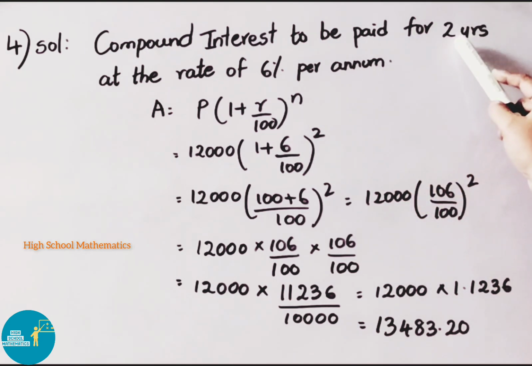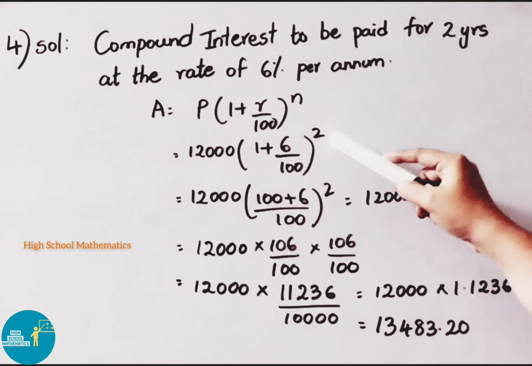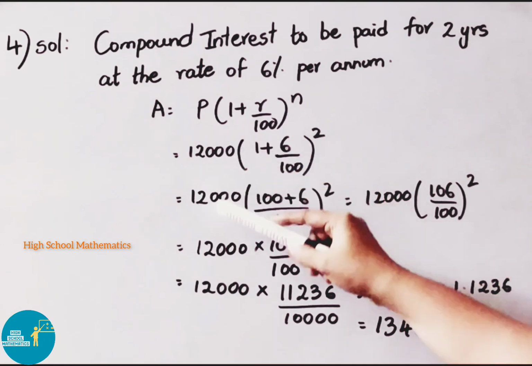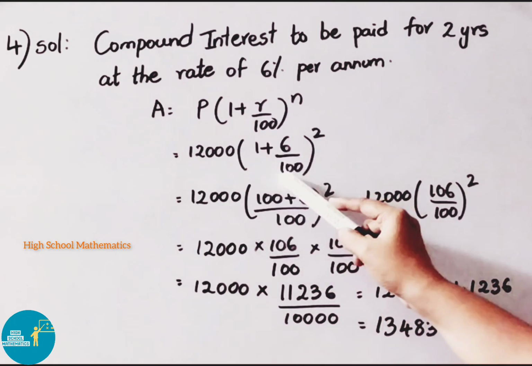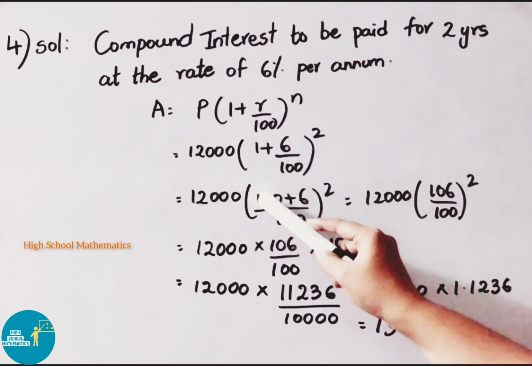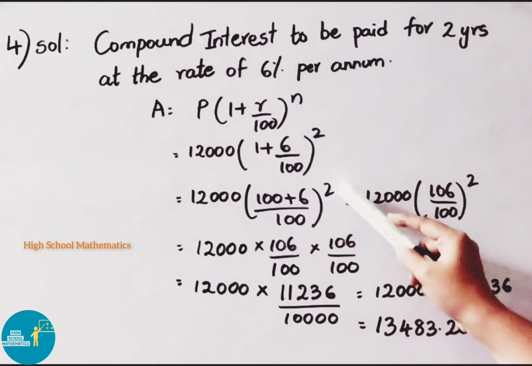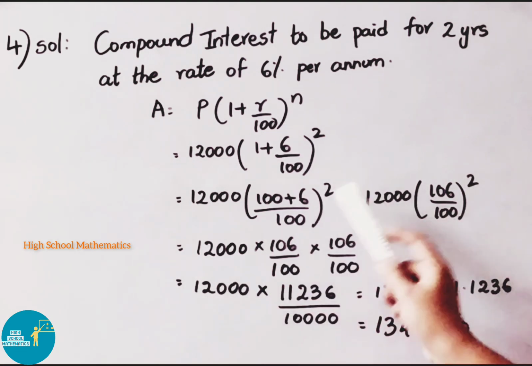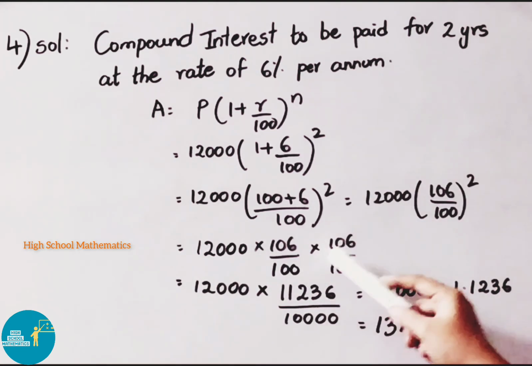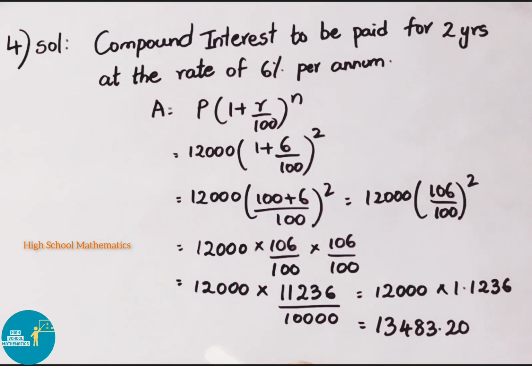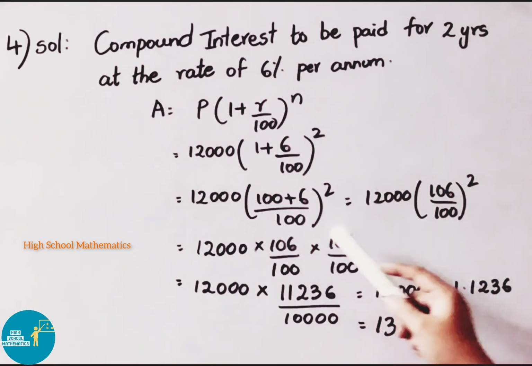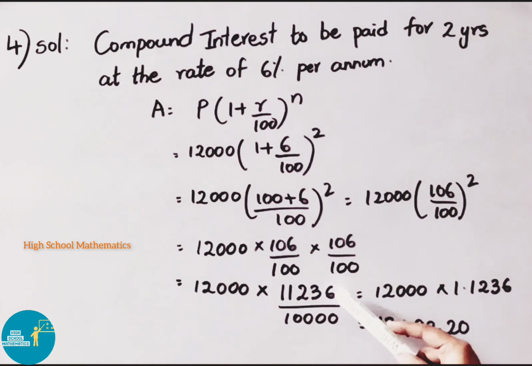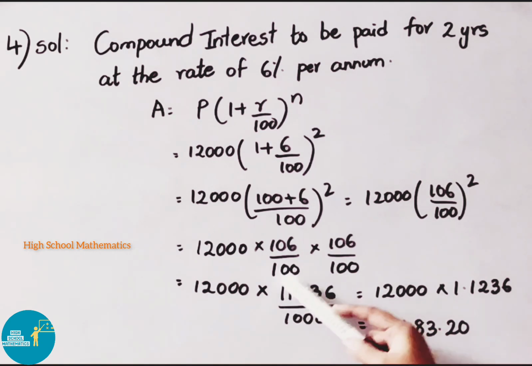That is the time period they have given, 2 years. So write down here 2. Now write down 12,000 into, here we have to do LCM, 100 into 100 plus 6 by 100 whole power 2. That equals 12,000 into 100 plus 6, 106 by 100 whole square. That equals 12,000 into 106 by 100 into 106 by 100. That equals 12,000 into 106 into 106, that is 11,236, by 100 into 100, that is 10,000.